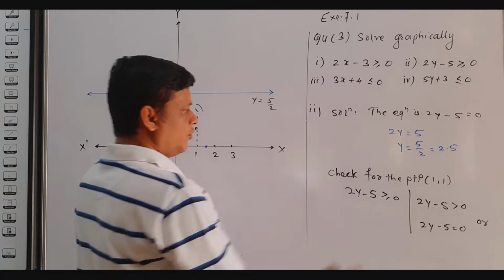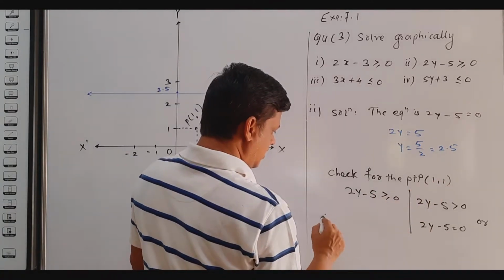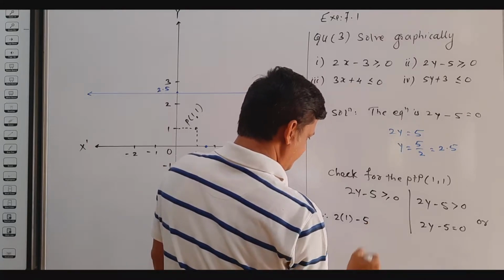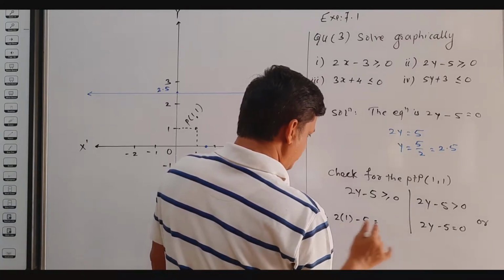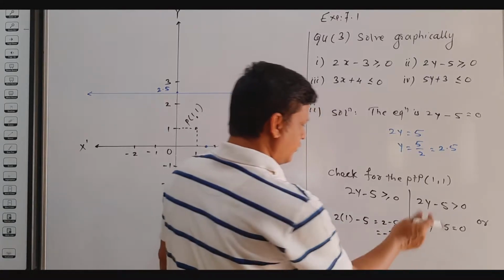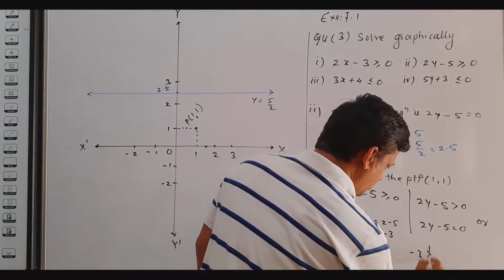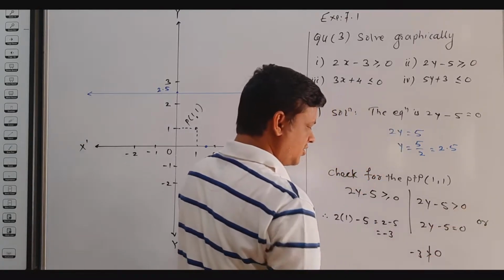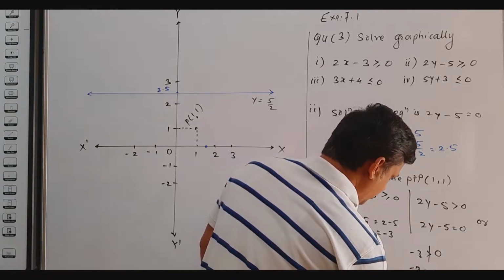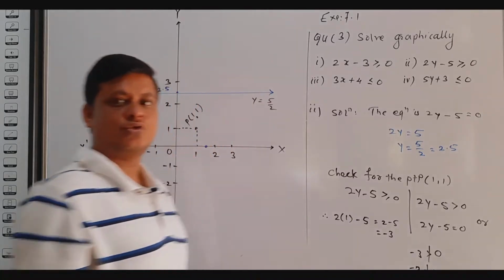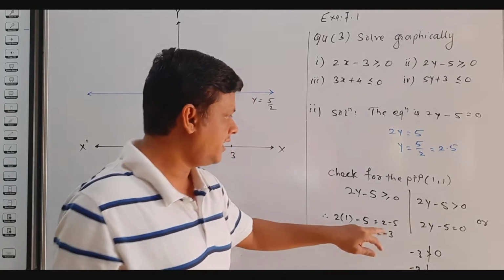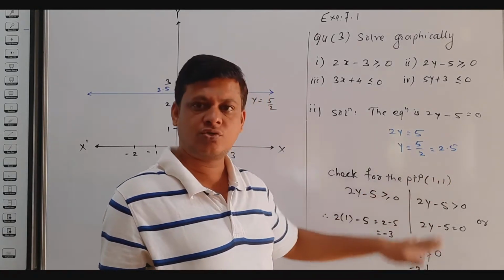So we put y equal to 1. Therefore 2 into 1 minus 5 is equal to, 2 into 1 is 2, 2 minus 5 is equal to minus 3. And we know that minus 3 is not greater than 0 for the first condition, and for the second condition, minus 3 is equal to 0, and again we know that minus 3 is not equal to 0. That means both the conditions are not satisfied. That means this point does not lie in the solution set.